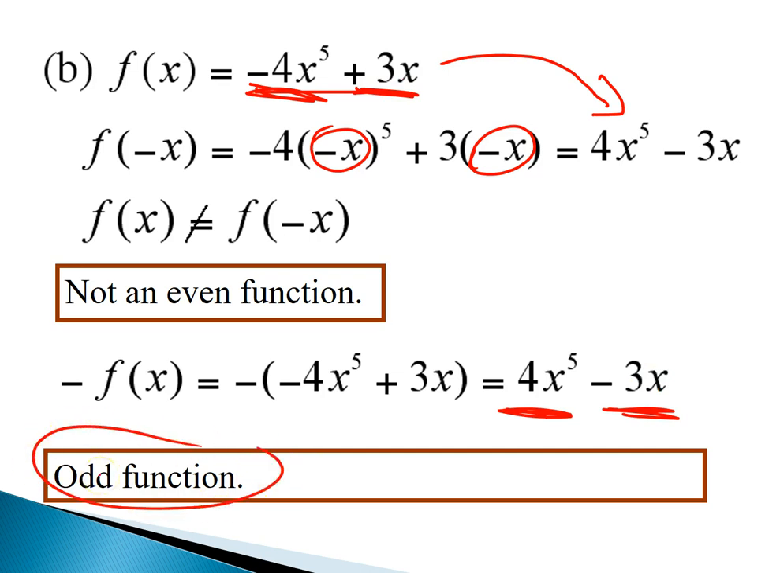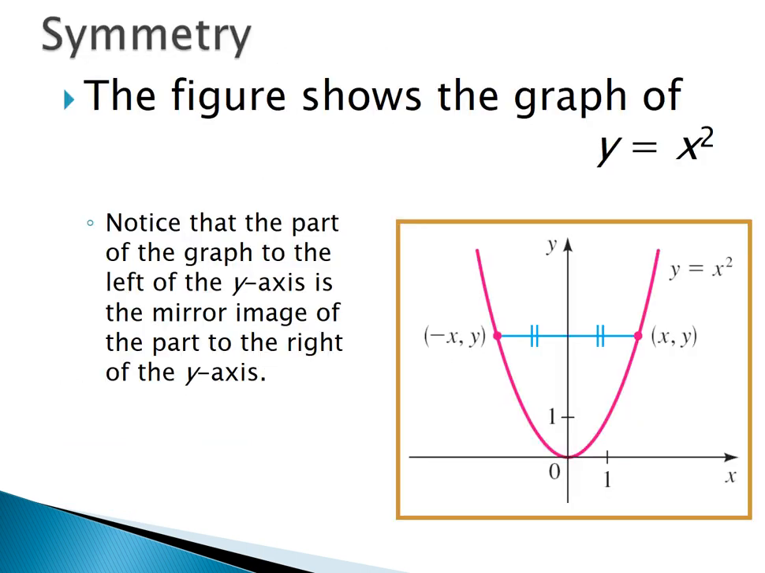So even functions, nothing changes. Odd functions, everything changes. And if you have a function where some things change and some things don't, well, that would be neither. It would be a neither function. All right, so that's all you really need to know about even and odd functions. Pretty straightforward. Now let's talk about symmetry.